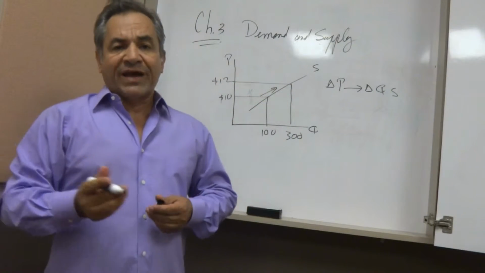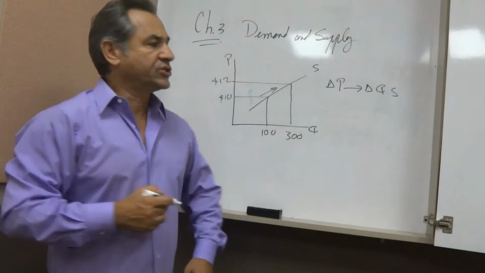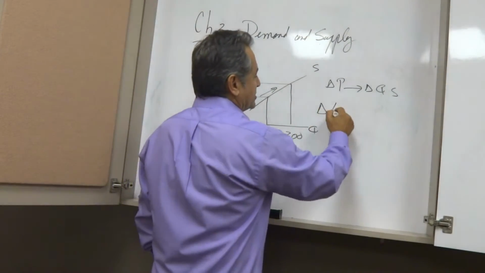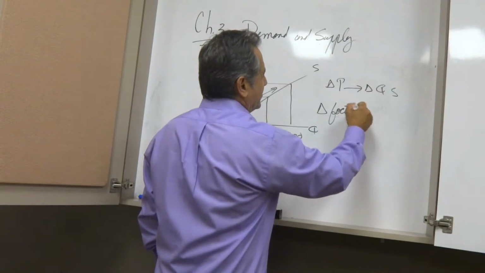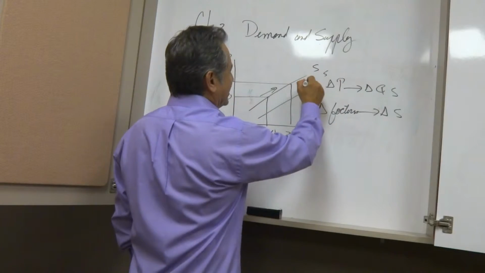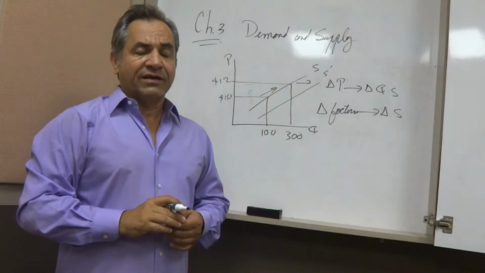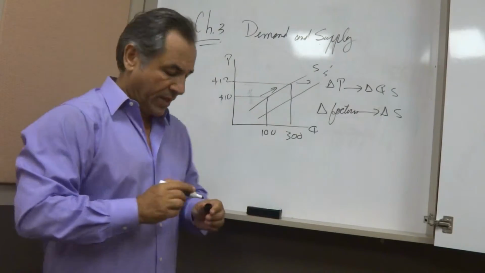But change in other factors that determine supply, such as technology, number of producers, expectation, will cause change in supply. And that will be represented by a shift in the curve. A shift to the right represents an increase. A shift to the left represents a decrease.